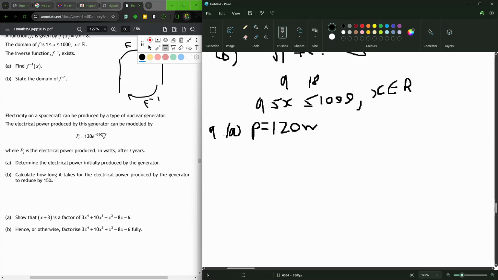Well, if you look in here, initially means as soon as you go off, which means 0 years, right? So if you times that by 0, it makes whatever that is into 0, and then you have anything to the power of 0, right? Well, that's just going to equal 1.